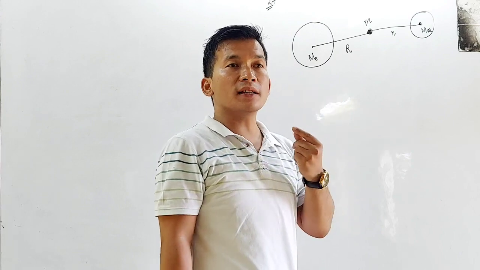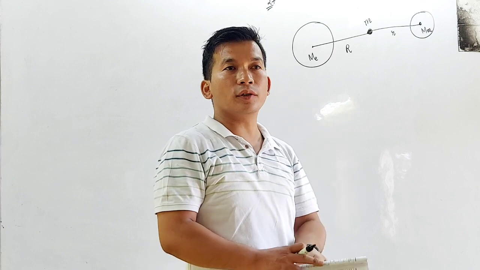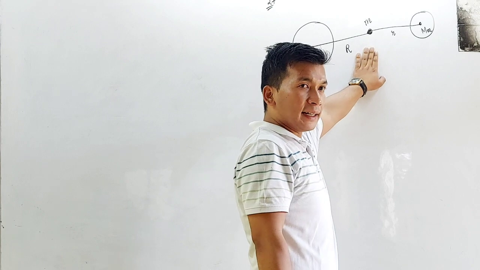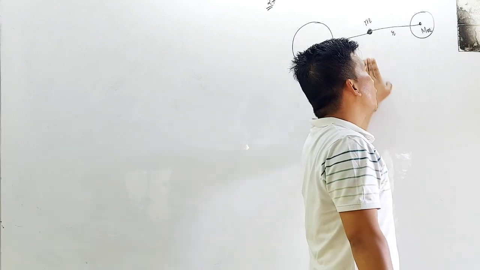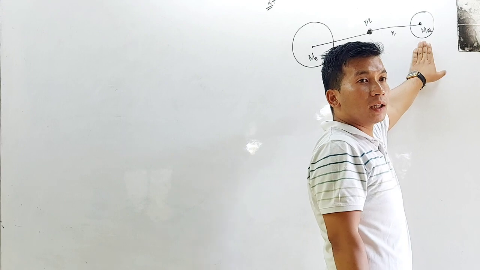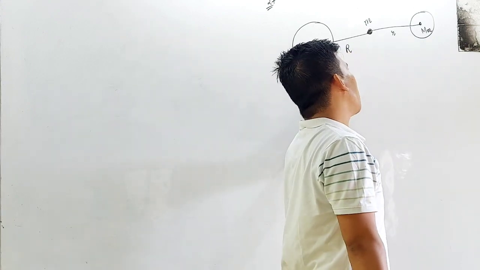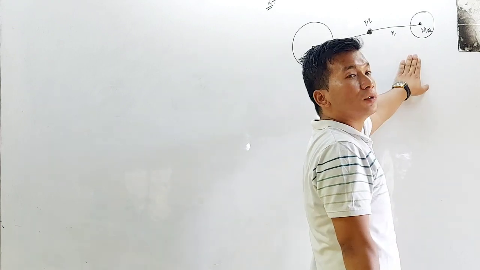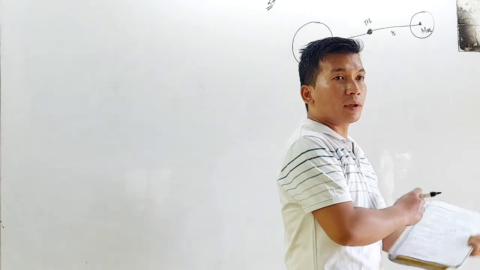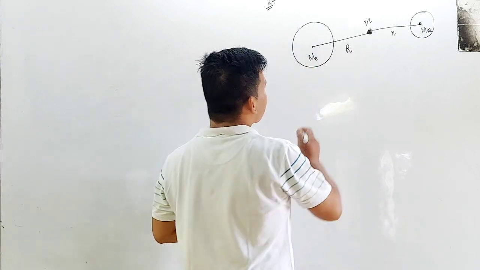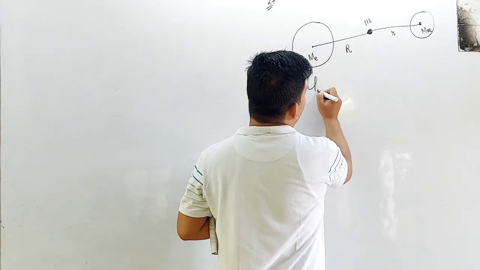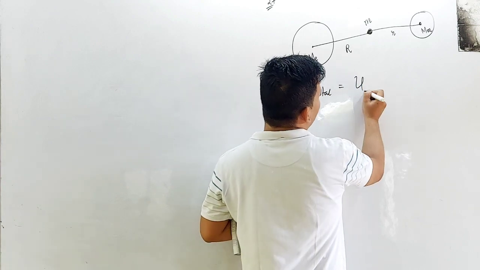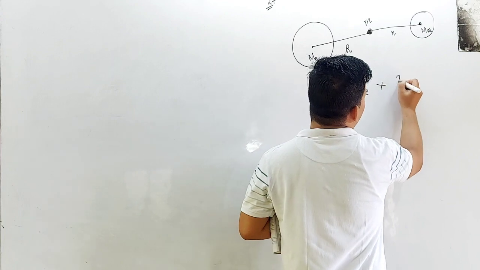Potential energy will be of two different types: potential energy due to our earth, and next, potential energy due to the moon. Here we have to find the sum of these two potential energies, from our earth and from the moon. Understood? Total potential energy will be equal to potential energy due to earth plus potential energy due to moon.